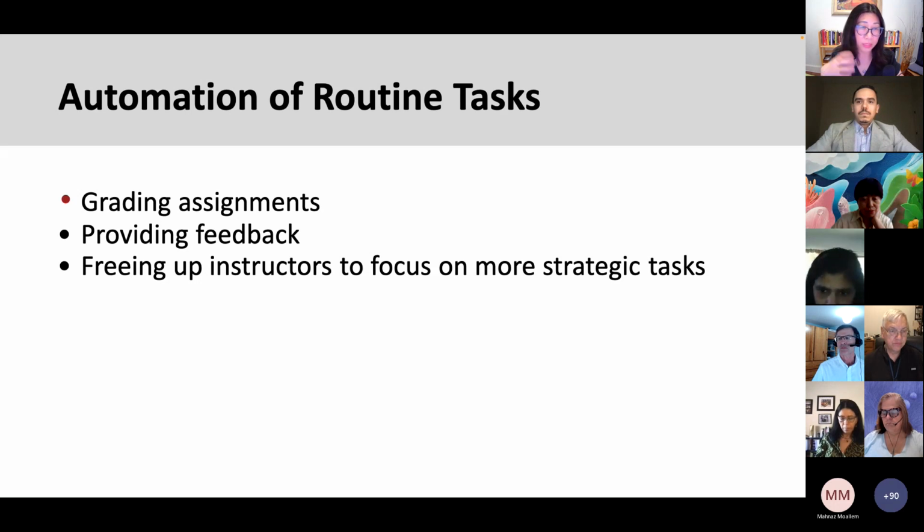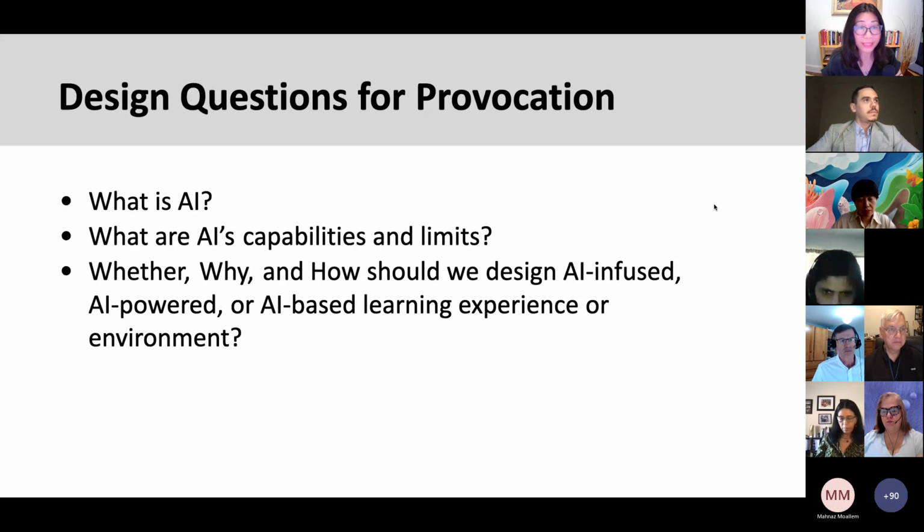So with AI assistance, we might hopefully be able to free up time for the instructors, for the learners, for the teachers to focus on real learning activities. And next one, please. So I think this is Fengfeng's slide, so I'm going to stop here.